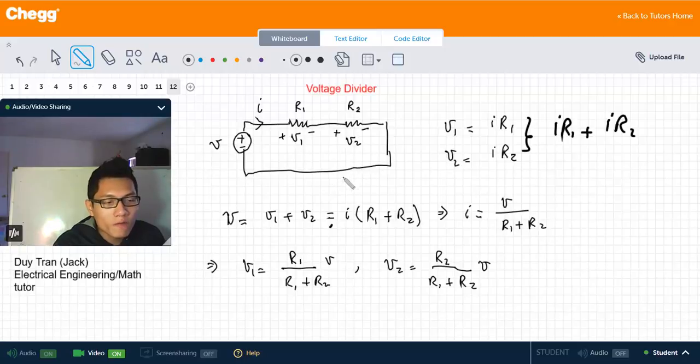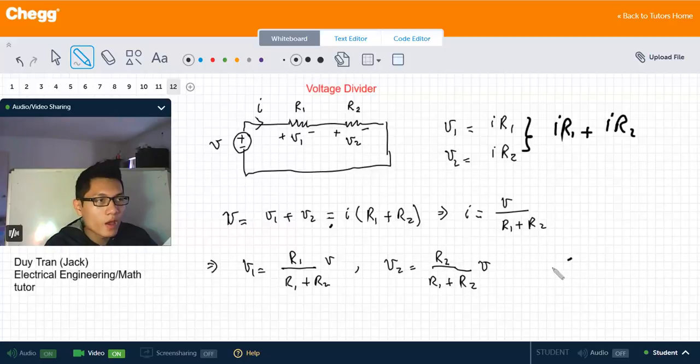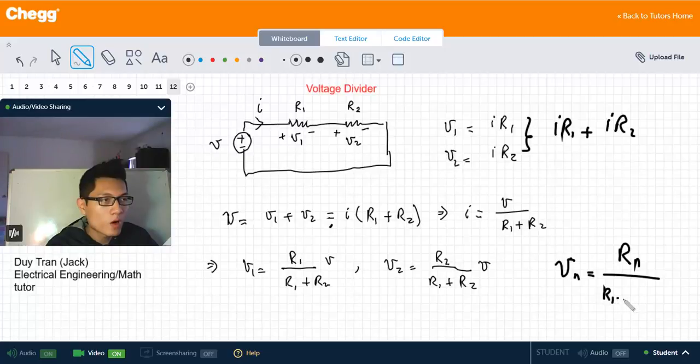In general, if we have a voltage divider with n resistors R1, R2, R3, up to Rn in series with the source voltage, then we can find any voltage drop across the nth resistor as follows: equal to Rn over R1 plus R2 up to Rn, multiplied with the voltage source V. So this is the general formula.